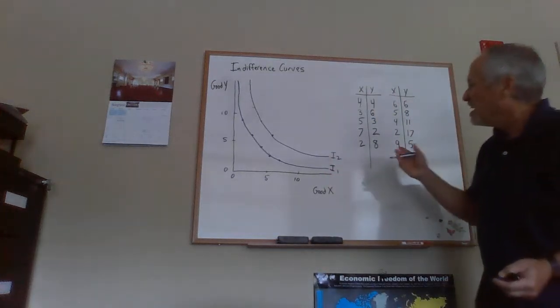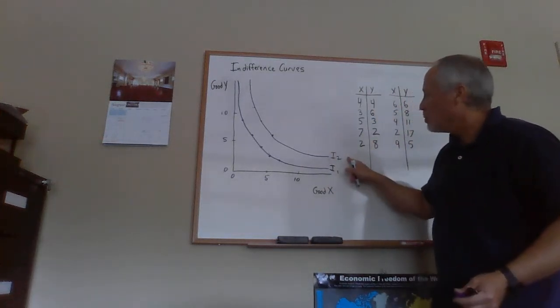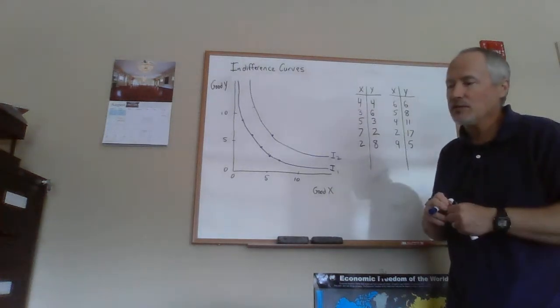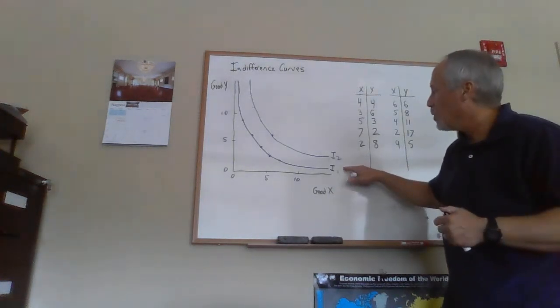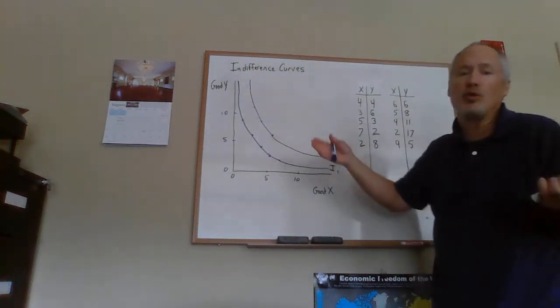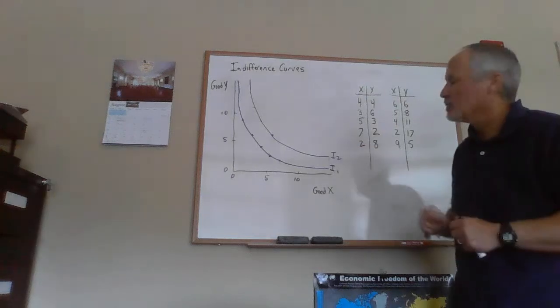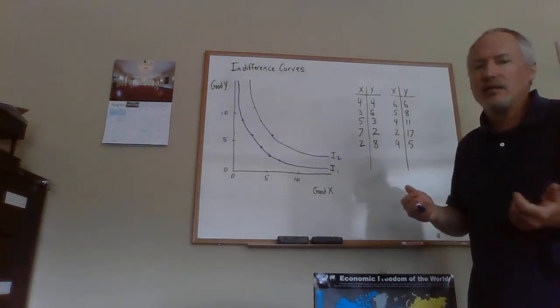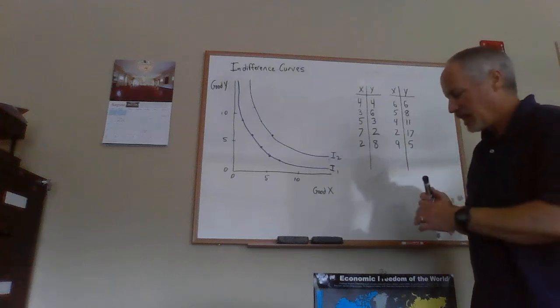And again, I2 has to be a more preferred indifference curve than I1, simply because we started with 6 and 6 here instead of 4 and 4, and more is preferred to less. So this has to be a more preferred indifference curve. And we could continue this, and again, use this same kind of process.